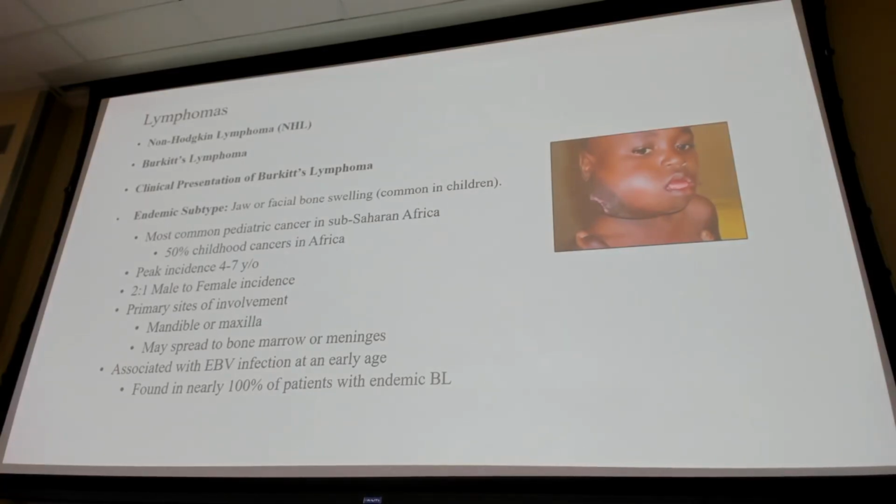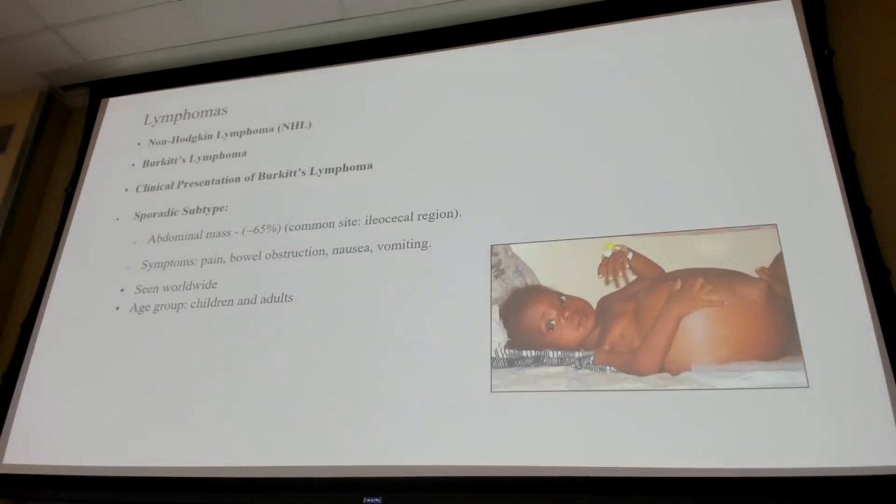Most common pediatric cancer in Sub-Saharan Africa. Primary involvement, again, these extranodal sites, the mandible and maxilla. It may spread to the bone or the meninges, and is associated with EBV, Epstein-Barr virus exposure. That's endemic Burkitt's. Sporadic is associated with that abdominal mass. Pain, bowel obstruction, everything.